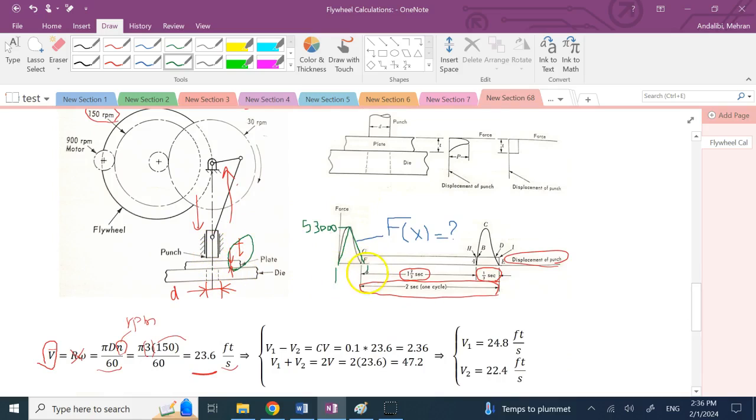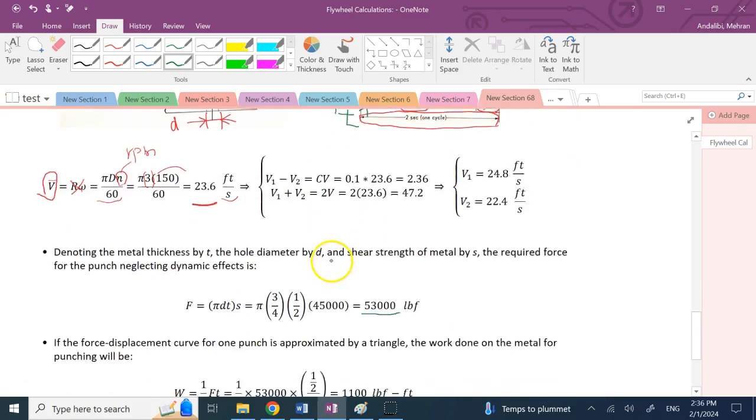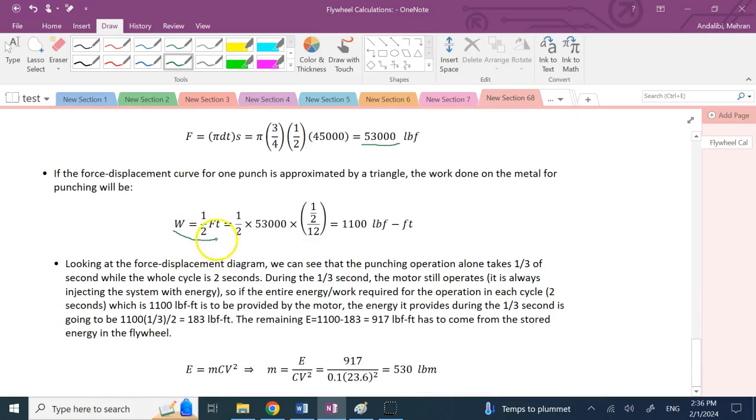So this distance from here to here physically is equal to T. So we multiply that force by this T, and we divide by 2 to get the area of the triangle, and we approximate the work that needs to be done. So W equals 1/2 F times T, and you get 1100 pound force feet total work that you need, and that is, as I said, equal to the energy that you need for punching.